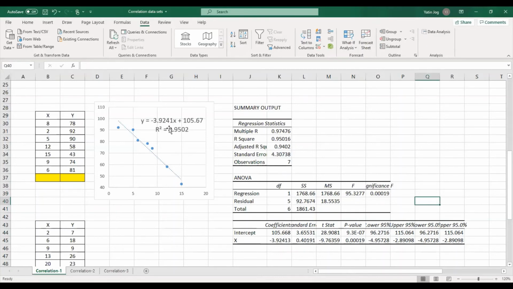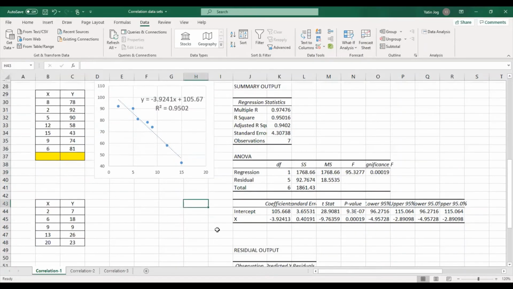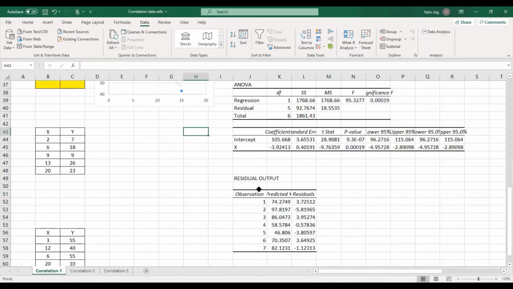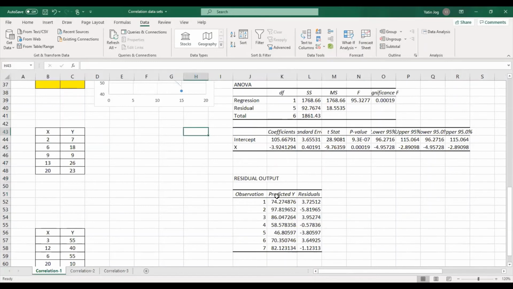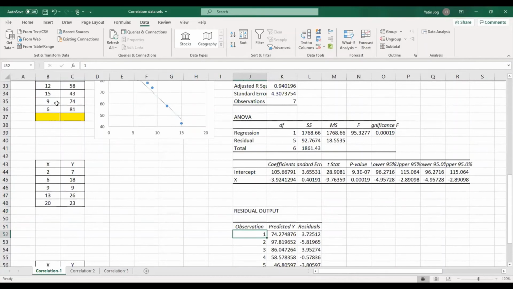Now what is the meaning of R square? The important part is R square. What is the meaning of R square? And before that, just look at the residual output. If you look at the headings of the residual output, it will give the value of residuals considering the predicted Y. So what is the value of observation number 1?